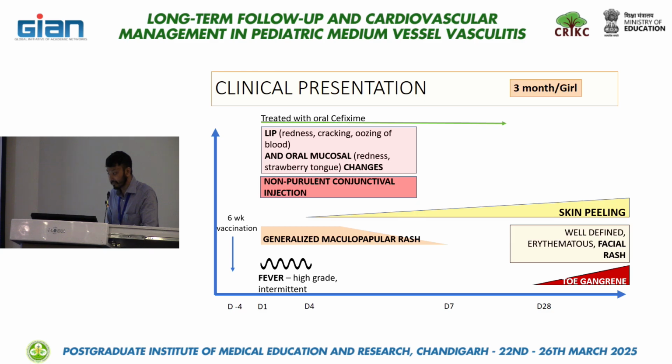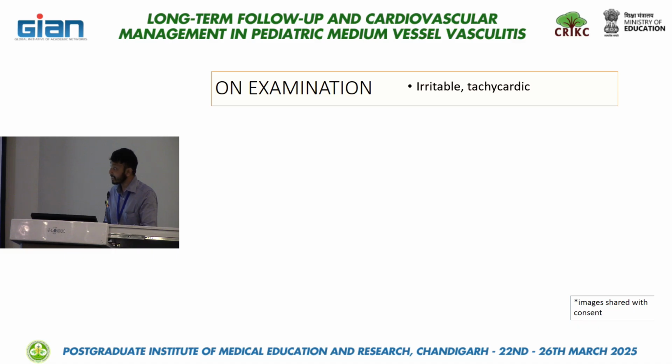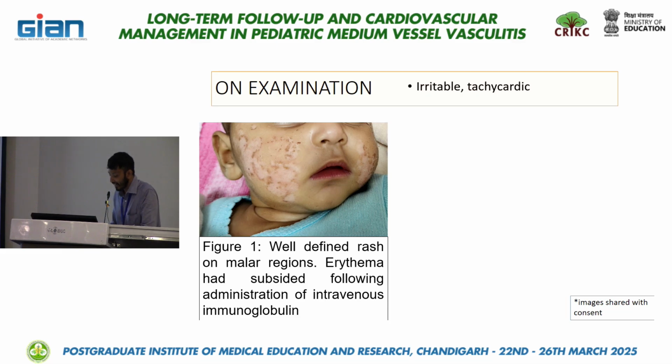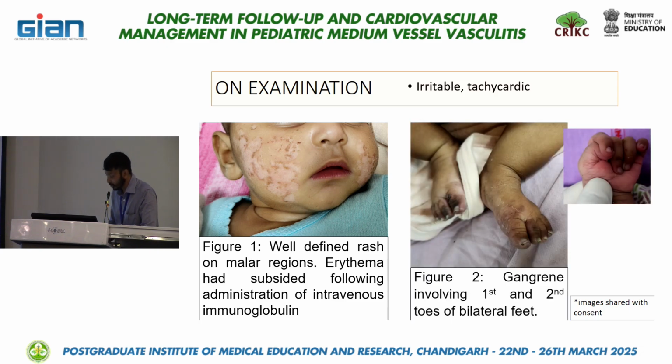However, after this, she developed a new, well-defined erythematous facial rash and gangrenous changes involving the toes. When she presented to our pediatric emergency at this point, she was noted to be irritable and she was tachycardic. She had a new, well-defined rash over the malar regions. As we can see in this image, erythema had subsided following administration of intravenous immunoglobulin. She was also noted to have gangrene involving the first and second toes of both feet, and skin peeling of the distal extremities was also noted, as shown in this image.